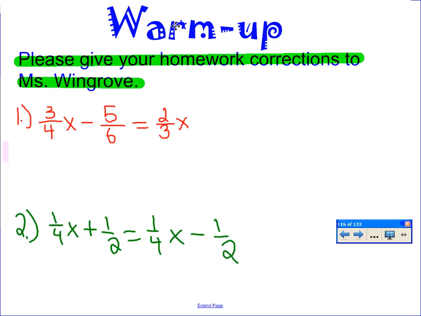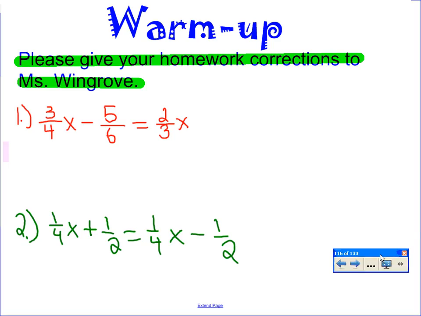Okay, guys and girls, our objective today is to continue solving equations, one-step, two-step, and multi-step with fractions and mixed numbers. Okay, so that's our plan for today. I'd like to give you more time than usual in class today to start homework so that I can walk around and make sure that you're all on the right track.